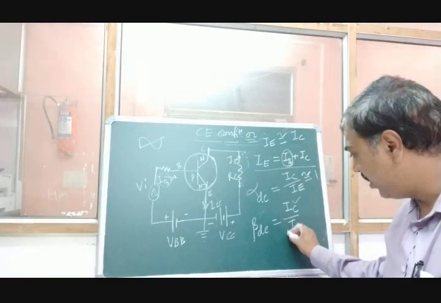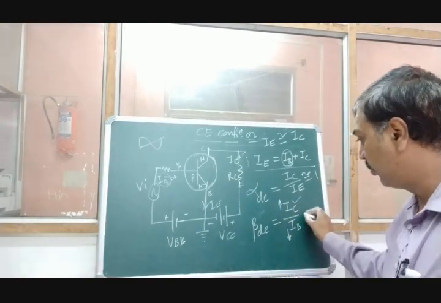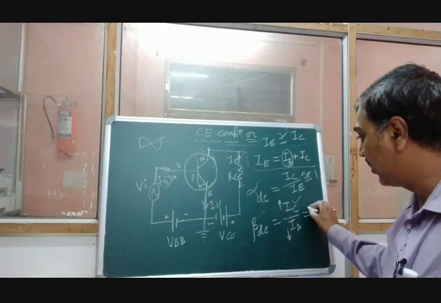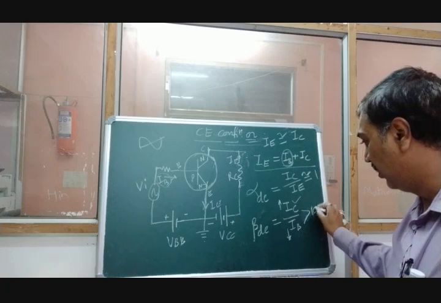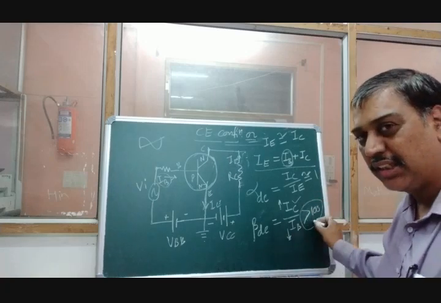IB is very, very small, and IC is very large. So this value, beta DC, is always greater than 100 basically. Not always, but it must be greater than 100.